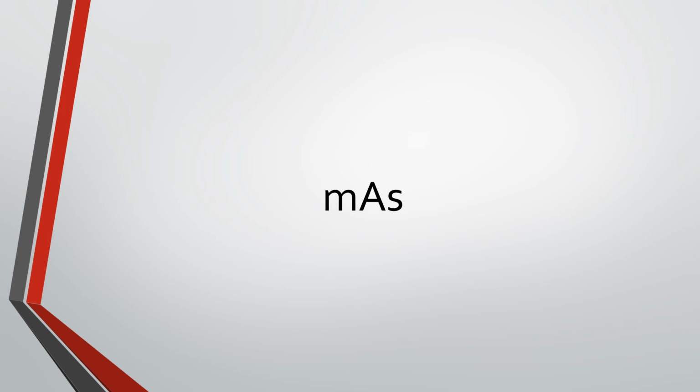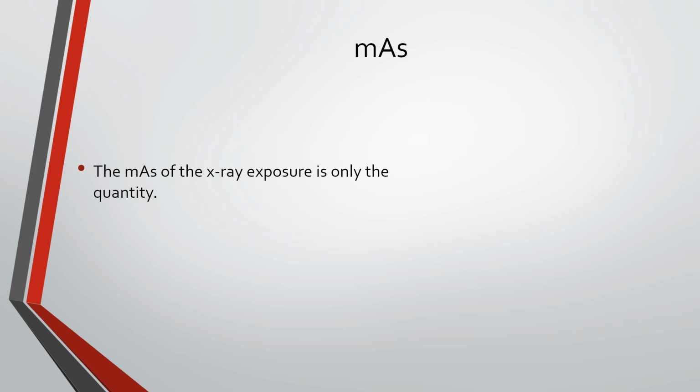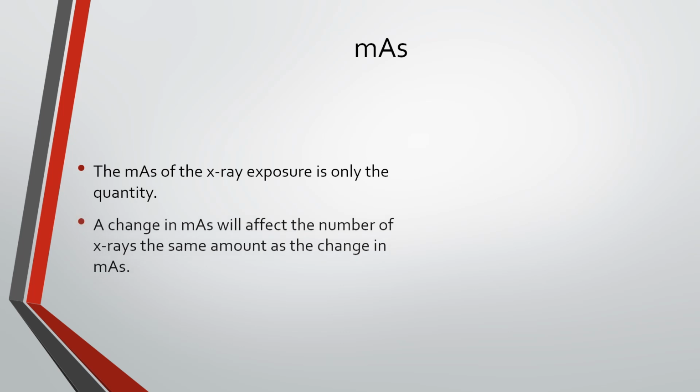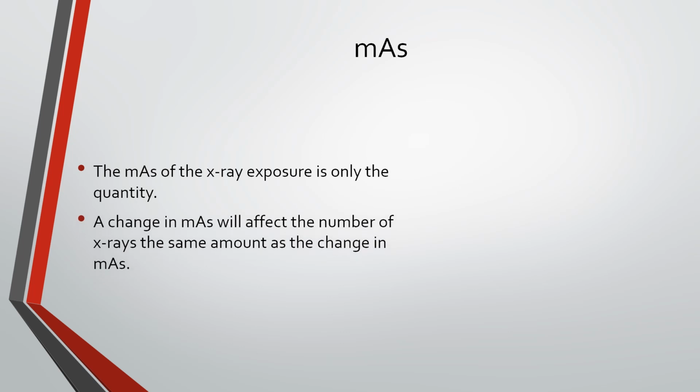We'll go ahead with that, and we'll move on to mass. The mass of the X-ray exposure only changes the quantity. A change in the mass will affect the number of X-rays by the same amount as the change in the mass. So if we increase the mass by 30%, it's going to change the quantity of the X-rays produced by 30%. Whereas with KVP, we increased by 15% and we actually doubled the quantity. So mass is a much more direct relationship with the quantity.